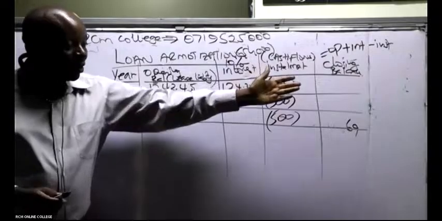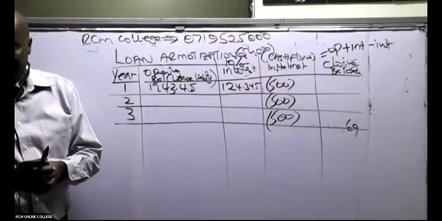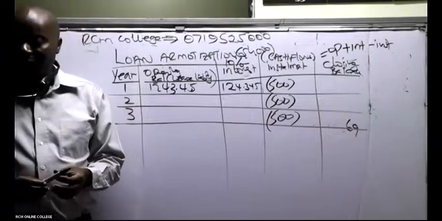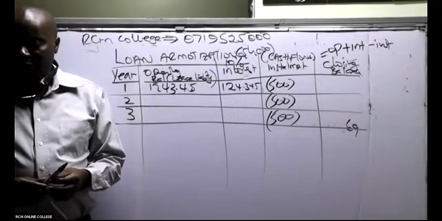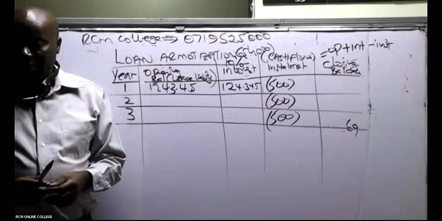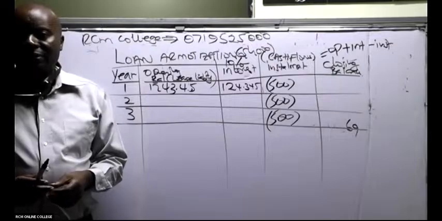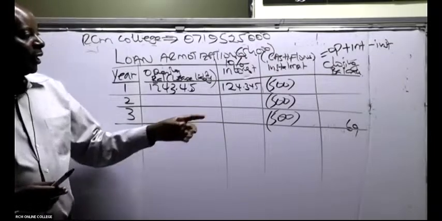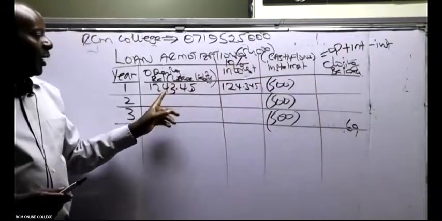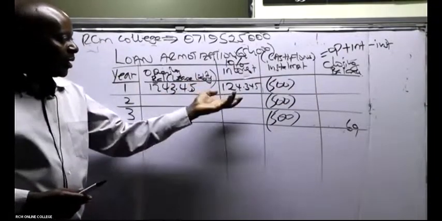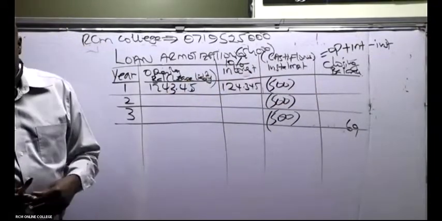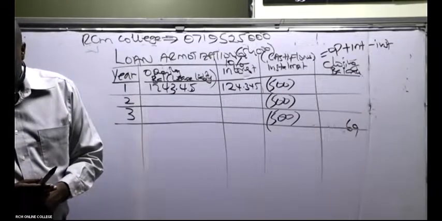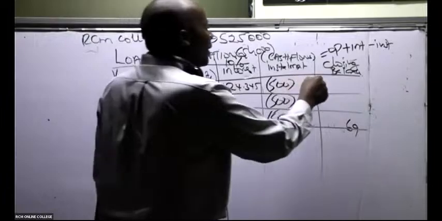I'm waiting for somebody to give me the closing balance there without fearing anybody. How do we get the closing balance? We are taking the opening plus interest earned minus that 500. So we have here 867.795.